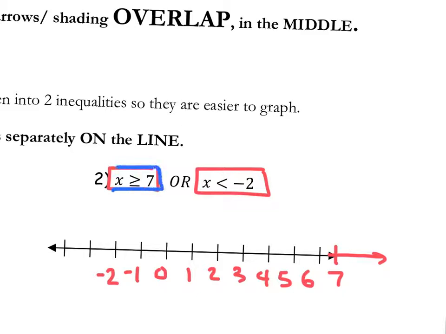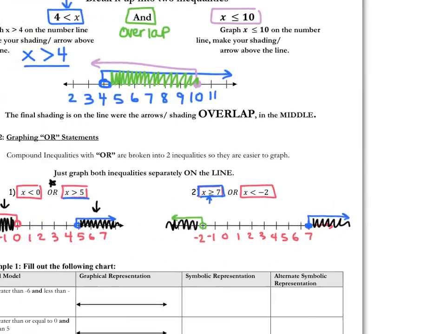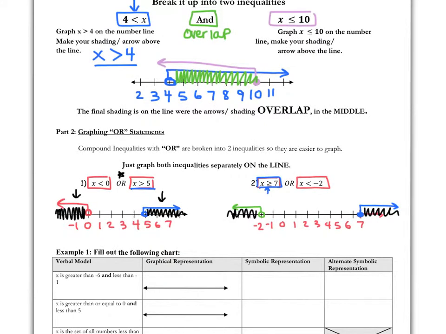So my first inequality is going to be greater than or equal to 7. So I'm going to have a dot on 7 that's filled in because of the underline. And it's greater than, so we're going to the right. All right, second one, it is less than -2. So an open circle on -2. Less than is left. And so I am going to shade wherever I see an arrow. And that's that. So there are my two or problems.